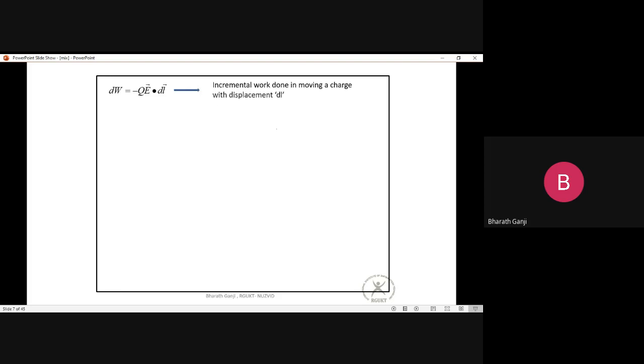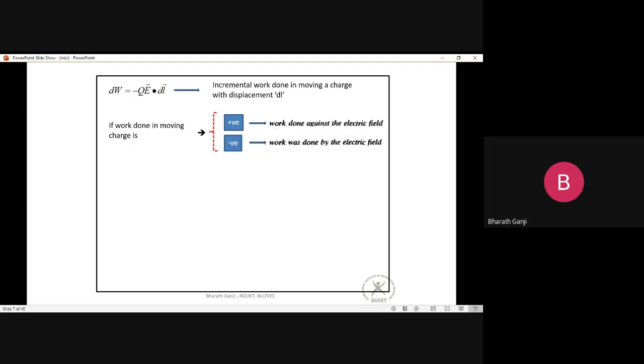అంటే ఇక్కడ చూడండి సినారియోస్ ఏంటంటే, so if work is done in moving a charge, it can be either positive or negative number. Positive simply indicates that work is done against the electric field. Negative indicates that work was done by the electric field. So this is what you need to understand. ఆ స్టేట్మెంట్ డిఫరెన్స్ అర్థం చేసుకోవాలి. సో పాజిటివ్ ఉందంటే మీరు కష్టపడ్డారు, నెగిటివ్ ఉందంటే ఎలక్ట్రిక్ ఫీల్డ్ కష్టపడింది అంటున్నాను.